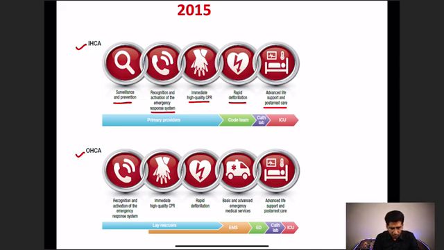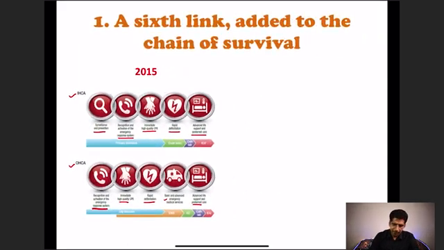Whereas if you come to the OHCA, there is no surveillance and prevention. Directly you have to recognize and activate, right? And give immediate high quality CPR and rapid defibrillation, this is the new thing because you have to shift the patient from the site to the nearby hospital. Then the last is obviously advanced life support and post cardiac arrest care. So this was the chain of survival in 2015.